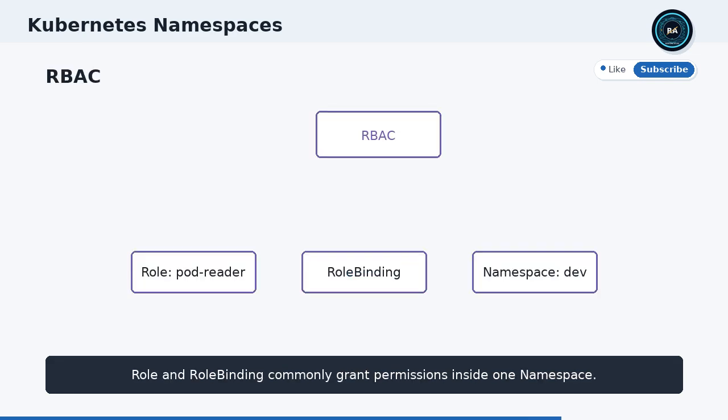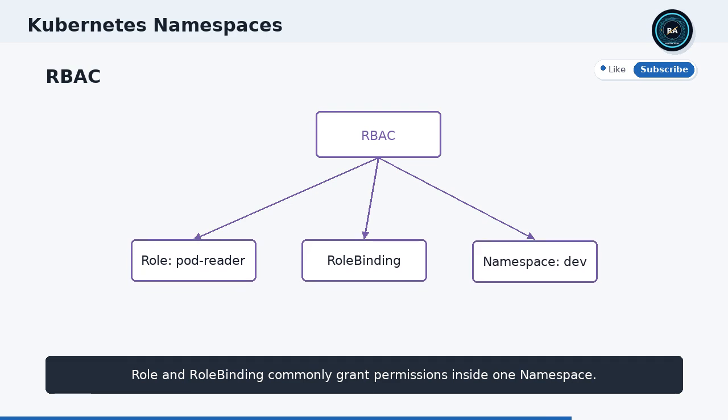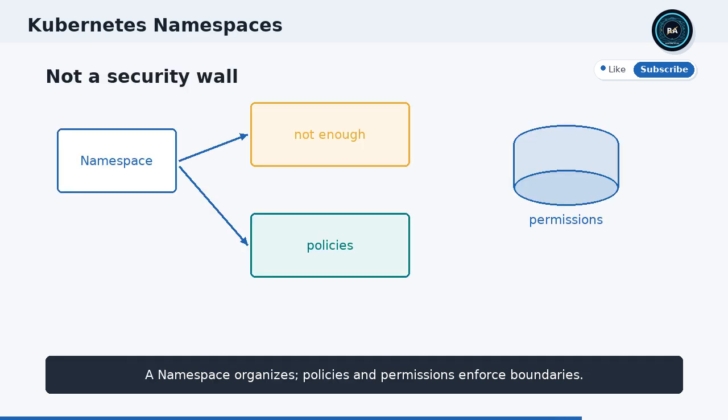RBAC is the access control layer. A role is namespaced, and the role binding grants that role to users or service accounts inside that namespace. This is the key nuance. A namespace alone is not a complete security boundary. The boundary comes from RBAC, network policy, quotas, admission rules, and cluster configuration.